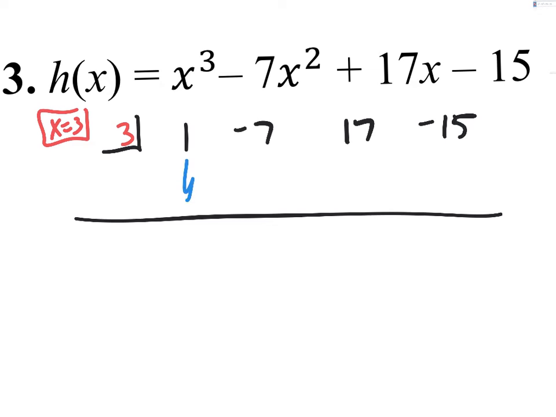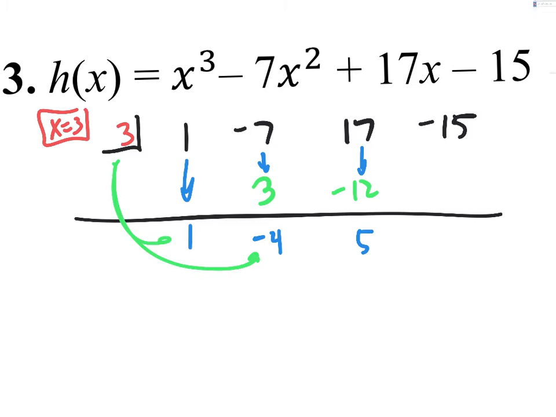As you go down, you combine. 1 plus 0 is 1. As you go up, you multiply. 3 times 1 is 3. As you go down, you combine. That'll give you -4. As you go up, you multiply. 3 times -4 is -12. As you go down, you combine. That'll give you a 5. As you go up, you multiply. 3 times 5 is 15.